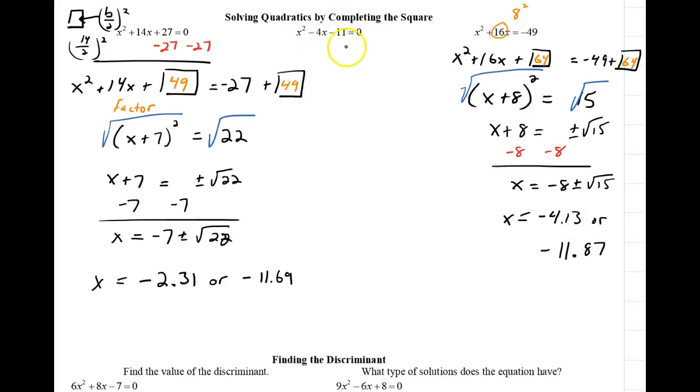All right, this one, let's just come over and do it in the middle here. So let's go ahead and add the 11 to both sides. So x squared minus 4x plus the box equals 11 plus the box. So take half of that. Half of 4 is 2. Square it. And so that's going to be adding 4 to both sides.